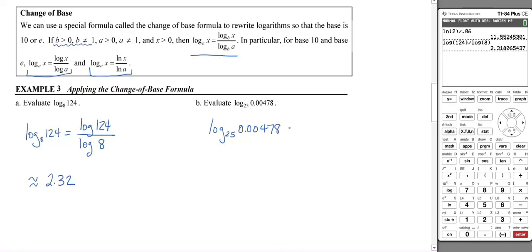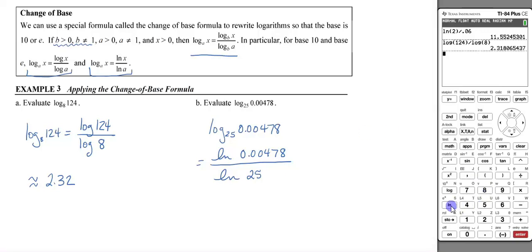0.00478. Let's go ahead and change this one to natural log. Again, we could change it to the common log with base 10, or we can change it to natural log. Just for variety, let's go ahead and change it to natural log with base e. So it'll be equal to the natural log of the original argument of the log divided by natural log of the original base of the log.